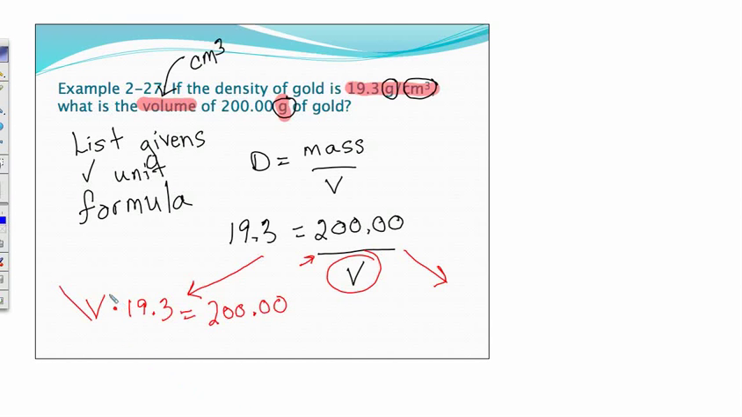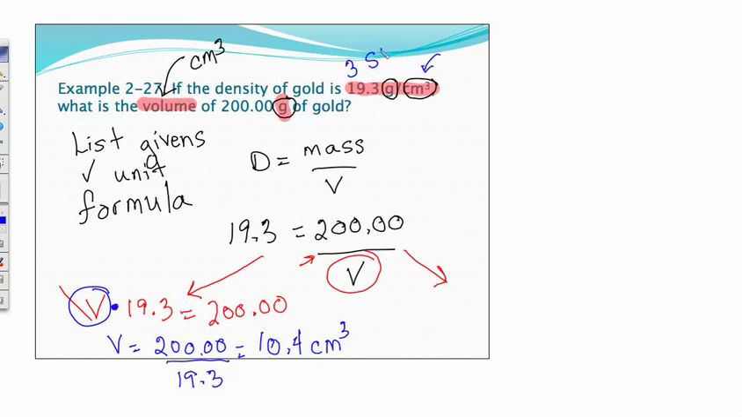Now, I need to get volume by itself here. And so I need to bring the 19.3 over. And since it's multiplied, the opposite operation is division. So volume would be equal to 200 divided by 19.3. And if we did that division, I'm going to get 10.4, and it has to be centimeters cubed because this was the volume reading in our original given.